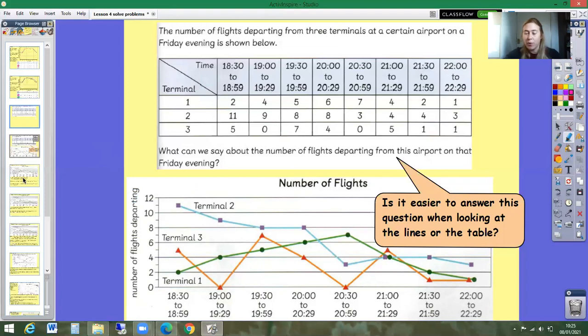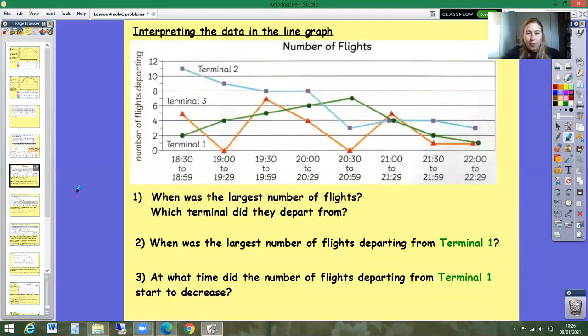So now we're going to look at some questions to do with interpreting the line graph that has more than one line on it. So this is a bit new, a bit different from when we were interpreting on Tuesday. So first we're going to start with some questions that are just about interpreting the line graph. So pause the video and have a read of those questions.